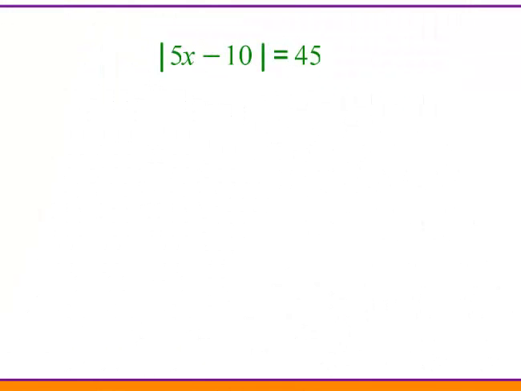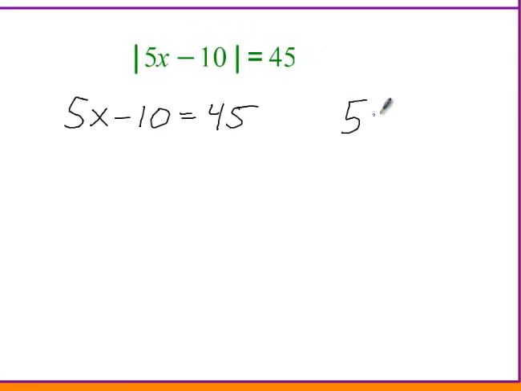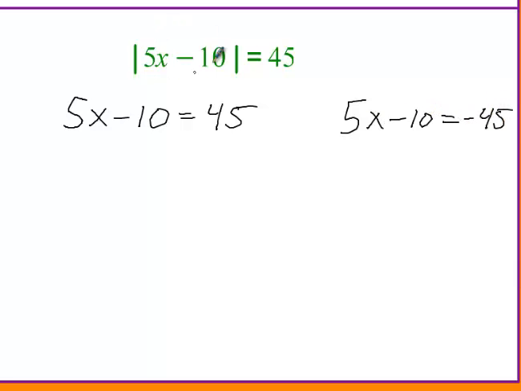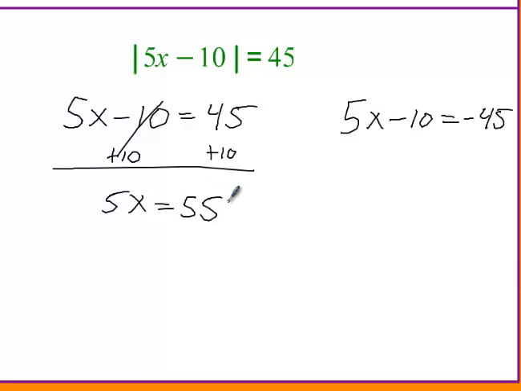So for this problem, same basic approach. To solve it, we have to split it. So what are your two splits? We get the positive side, because if 45 goes inside here, the statement's true. And then we also get the negative side, because if negative 45 goes into here, the statement is still true. To get x by itself, we're going to add 10 to both sides of the equal sign. And we're going to do this to both sides. Again, kind of like what we did when we split apart an inequality.